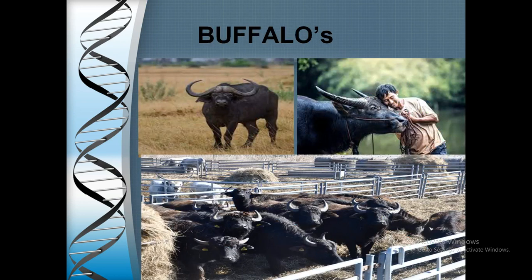Buffaloes. Among wild buffaloes, humans selected those that were calmer and smaller than the wild species. And now we have the water buffaloes, which are calm and small in size and can give us a good quantity of milk and meat also.